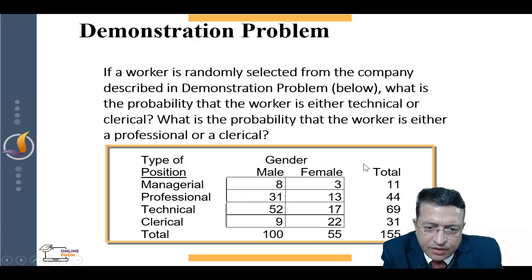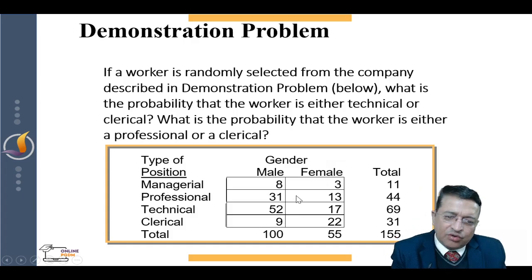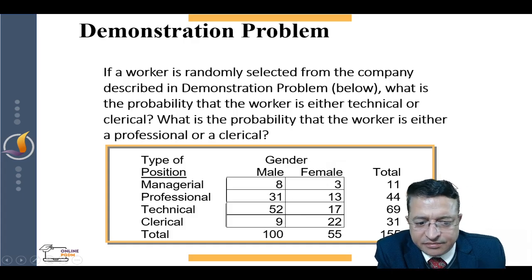This is 44. And if we have to find out clerical, how many clericals are there? 31. So you can see if both events are either row-wise or column-wise, there would be nothing common between them. But suppose some event is like male or managerial. Male is column-wise, managerial is this 11, male is 100, so there is something common, and then we need to reduce. Otherwise, if both events are row-wise or column-wise, nothing is common in that case.